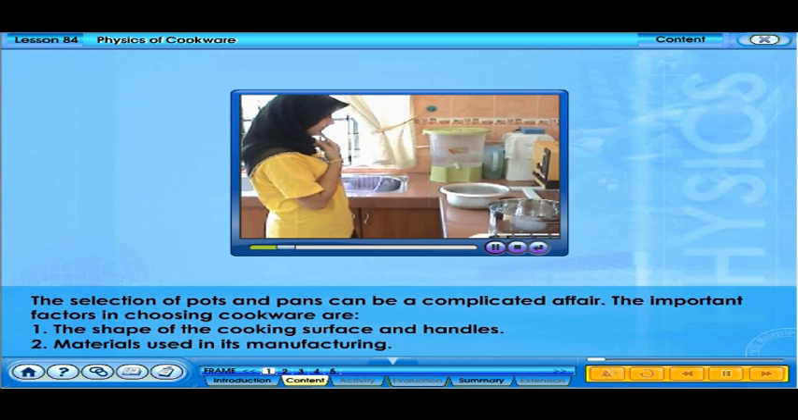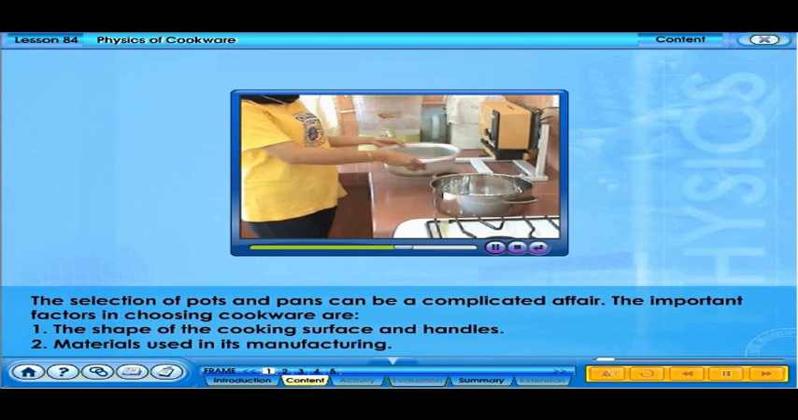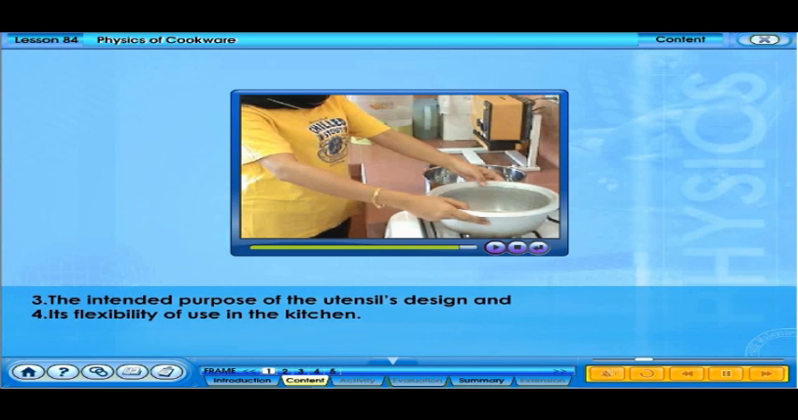The selection of pots and pans can be a complicated affair. The important factors in choosing cookware are the shape of the cooking surface and handles, materials used in its manufacturing, the intended purpose of the utensil's design, and its flexibility of use in the kitchen.